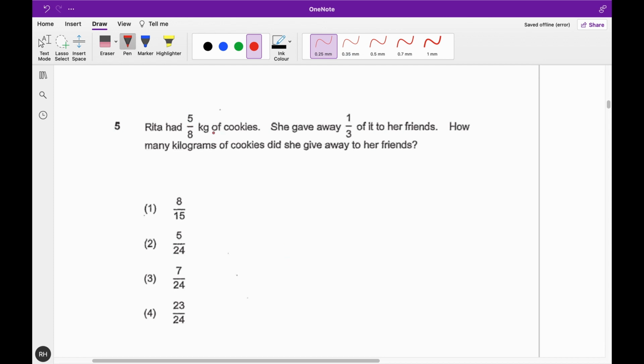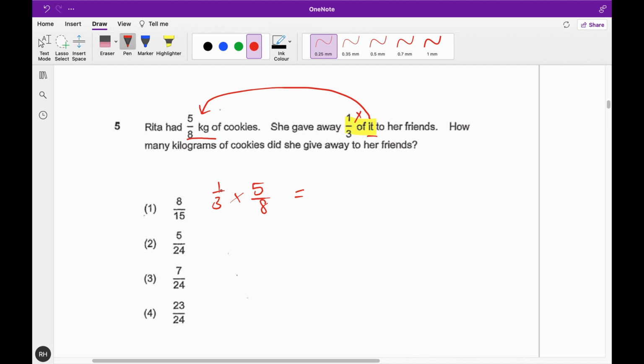Rita had 5 out of 8 kg of cookies. She gave away 1/3 of it. Okay, 1/3 of it. Okay, this refers to 5 out of 8 kg. And we say of it usually means times this fraction. How many kilograms of cookies did she give away to her friends? So what we can do is take 1/3 of 5 out of 8. So we times 5 out of 8.